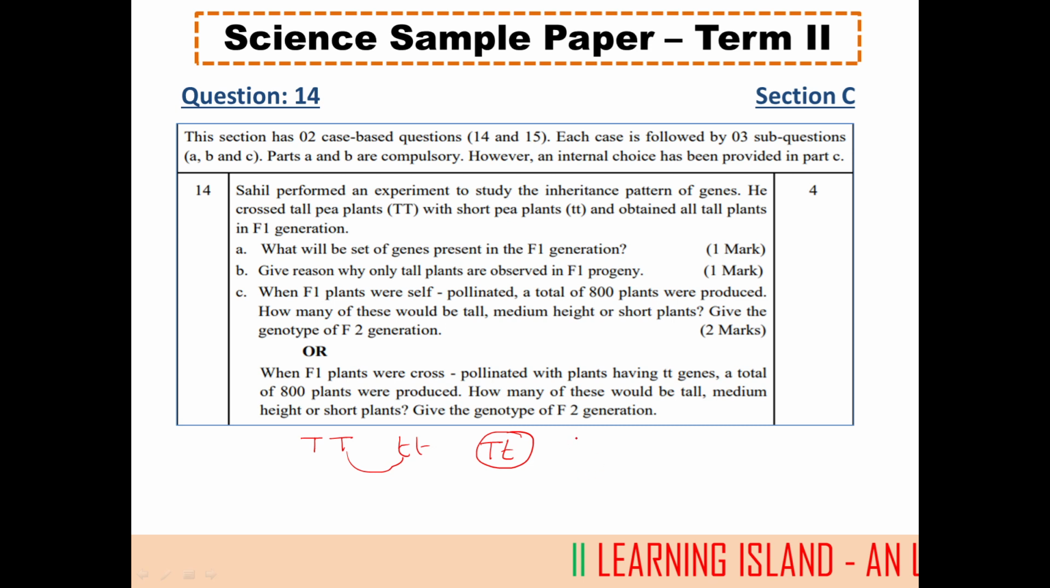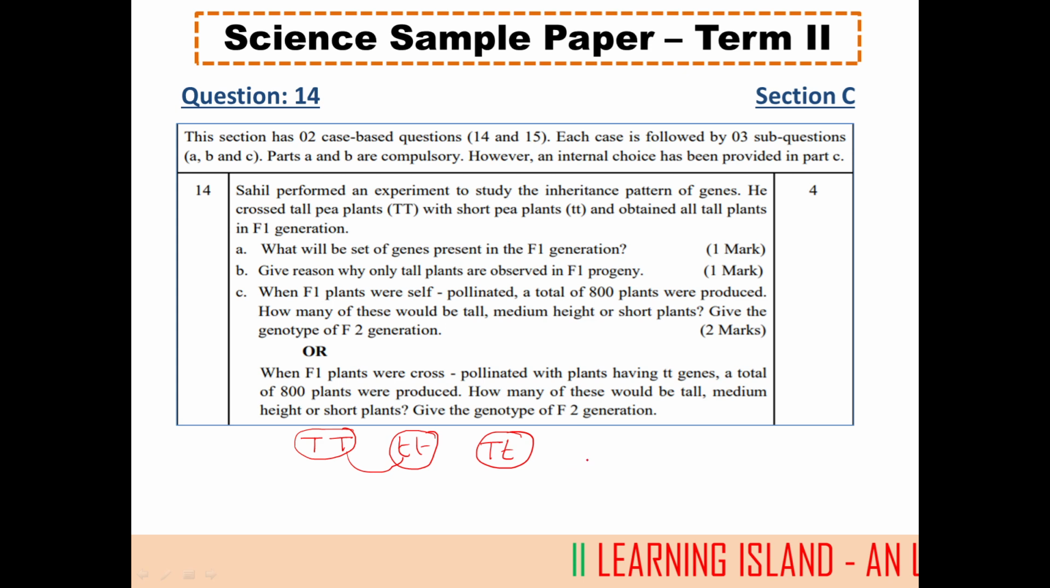Tall plants are observed because here capital T is the dominant trait, and small t is the recessive trait. So the dominant trait gets priority, and in the phenotype from outside we can see only the dominant trait, that is tall. So that's why it looks tall.